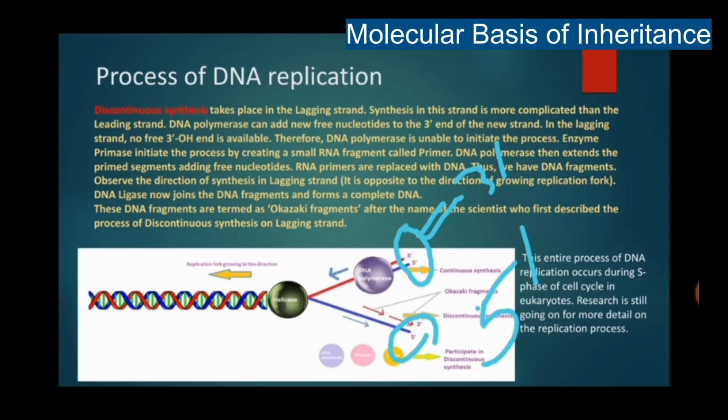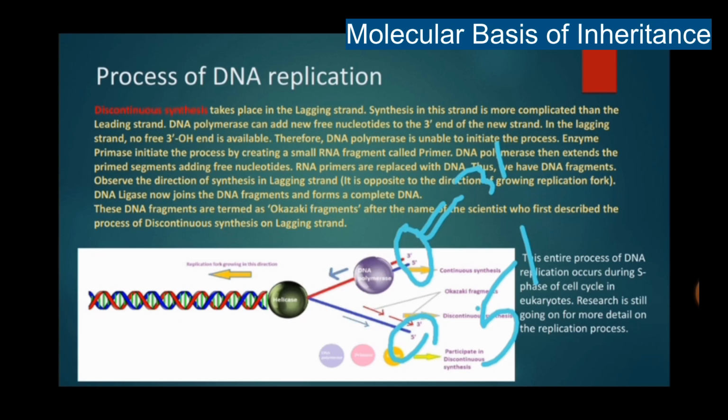So somebody else is needed to initiate the process or to provide the 3' end free. Who is going to provide the free 3' end? That was done by the enzyme primase. So I hope you understand the concept. That's why continuous synthesis cannot take place on the lagging strand, because there is no free 3' hydroxyl group. So this is the lagging strand, where synthesis takes place in short separate fragments.